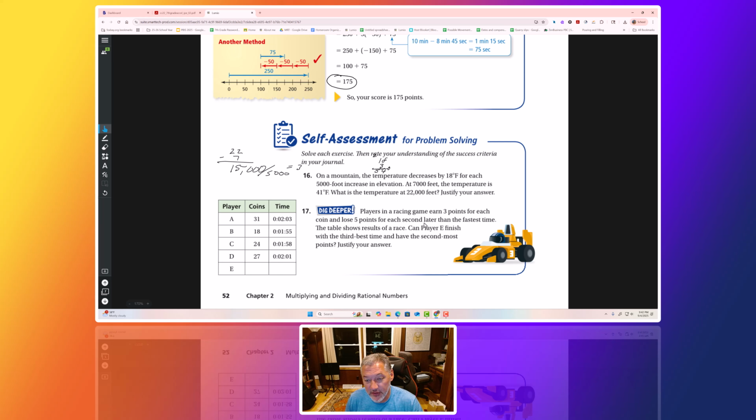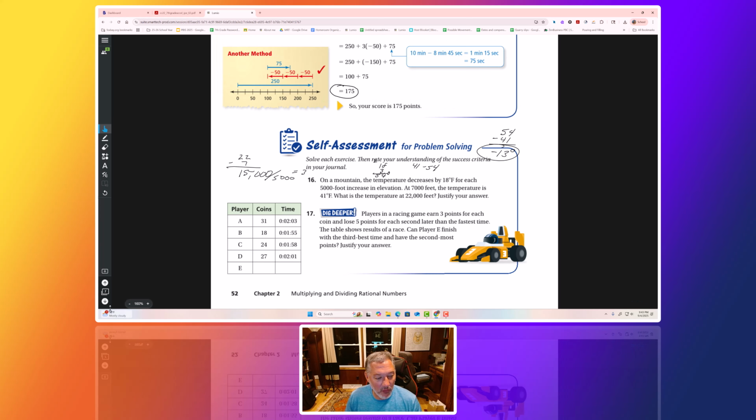And it says, what's the temperature at 22,000 feet? Well, if it was 41 degrees at 7,000, I have to take 41 minus 54. Now I know my answer is going to be a negative, right? Because my larger absolute value is negative. So I'm going to change this and just do 54 minus 41, just because it's easier to subtract. And I have 13. And I know, again, that the answer is going to be a negative, right? So it'll be negative 13 degrees. That's cold. Yeesh.